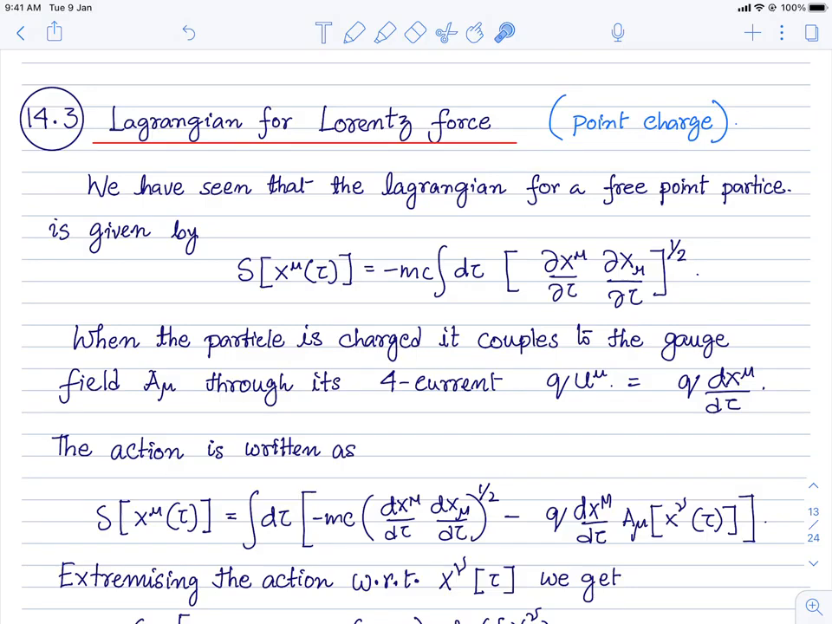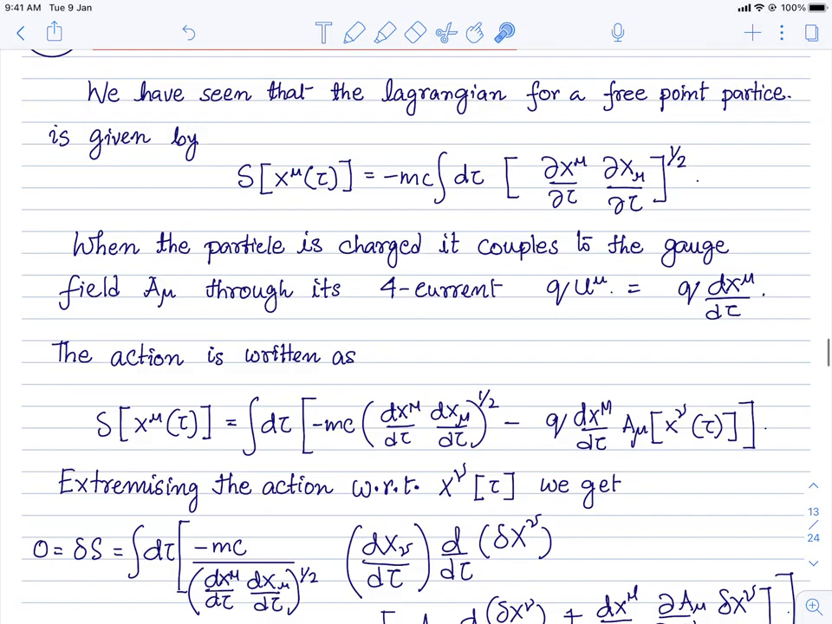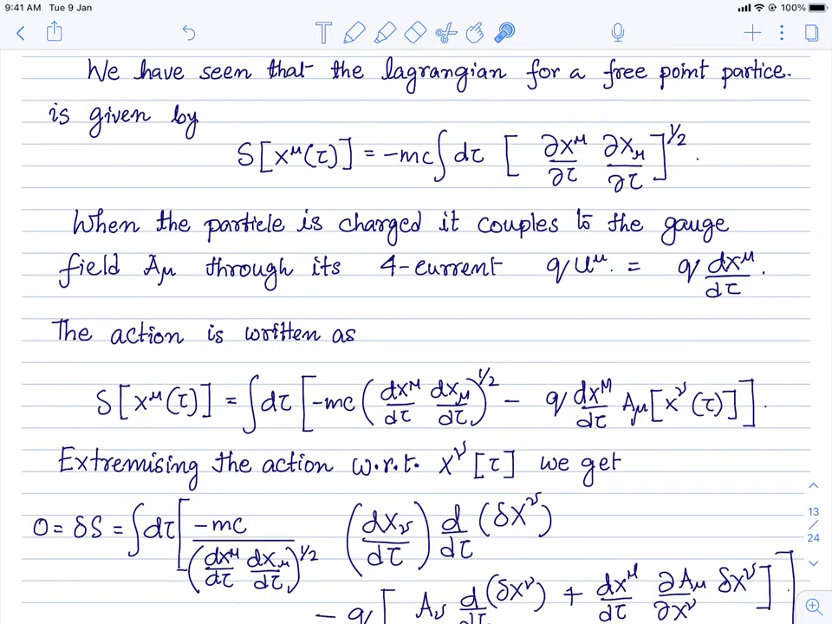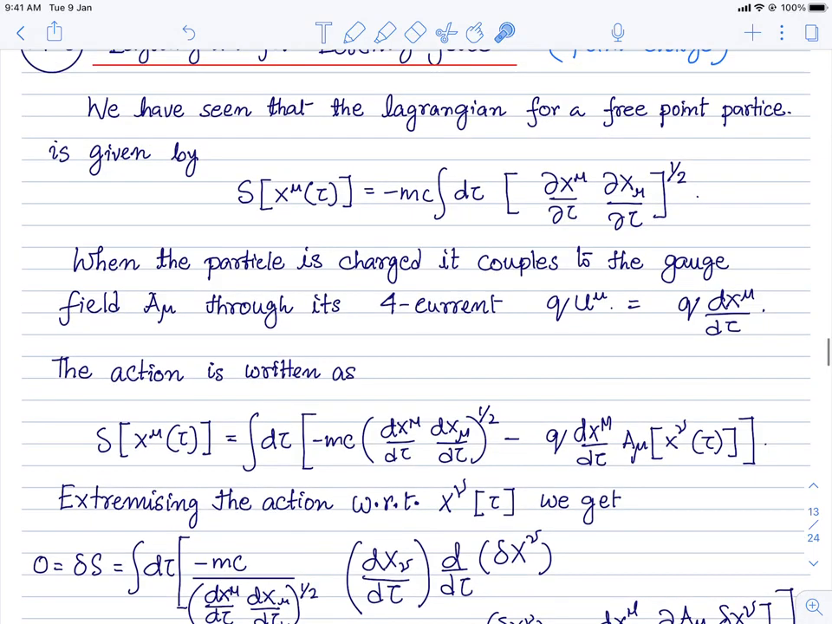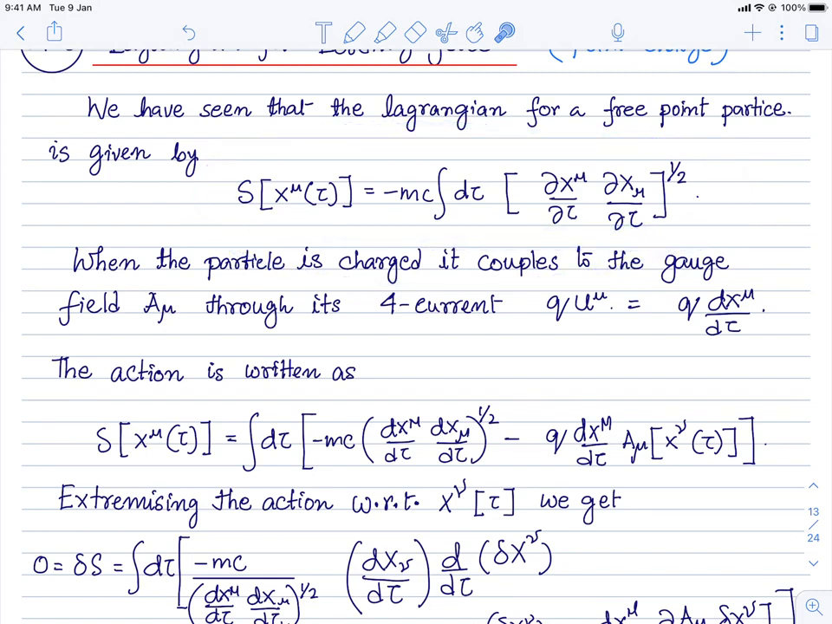Okay, can we do that? So that also can be done, and I have demonstrated it here for you. So essentially, let's consider a charged particle. A single charged particle, and if it is a free particle without charge, then the Lagrangian for that is given by this expression here.